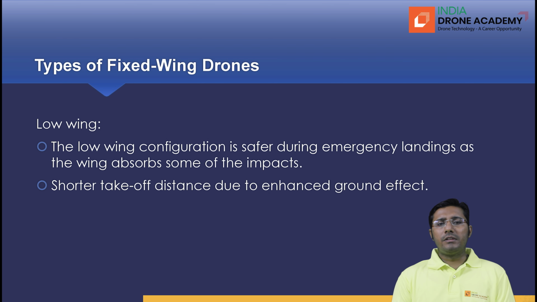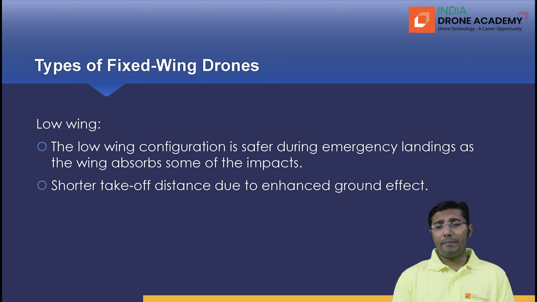Okay, and the low wing configuration is safer during emergency landings, because of the impact that takes place during the landing, there's a wing to share some of the shocks, and the entire shock does not transmit to the fuselage. So this is one of the safest features of having a low wing, and also it requires shorter takeoff distance due to enhanced ground effect.